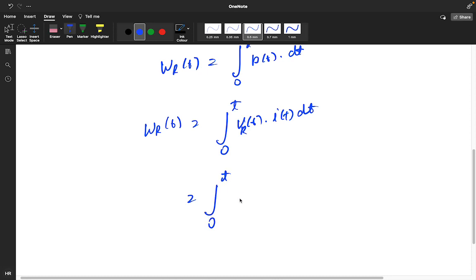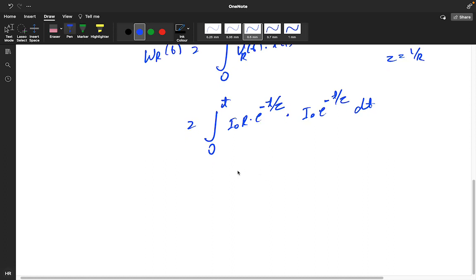From 0 to t, and VR of t, the value we got, is I naught into R e power minus Rt by L. So I am writing minus t by tau, where tau is L by R. Okay, and what about the current equation you got? I naught into e power minus t by tau, integration. Okay, so if you solve this particular equation, what you will get? I naught square R, all these are constant terms, from 0 to t, and all this gets added, e power minus 2t by tau into dt.